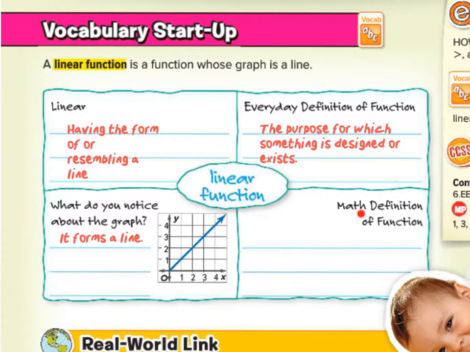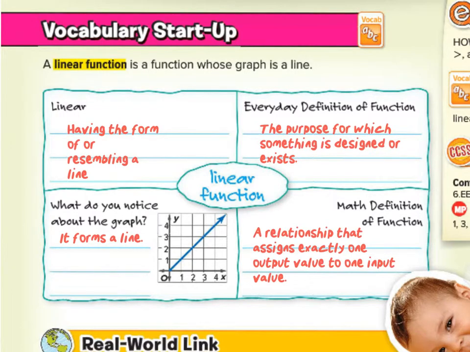And finally, what is the math definition of function? In math, we say that it's a relationship that assigns exactly one output value to one input value. So as we were talking about, you put an input value and you will generate an output. Or you can say an output value is assigned to an input value, x and y.